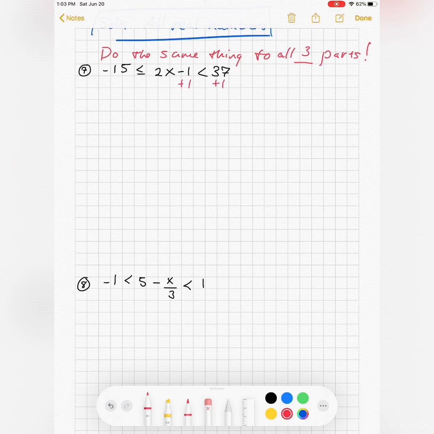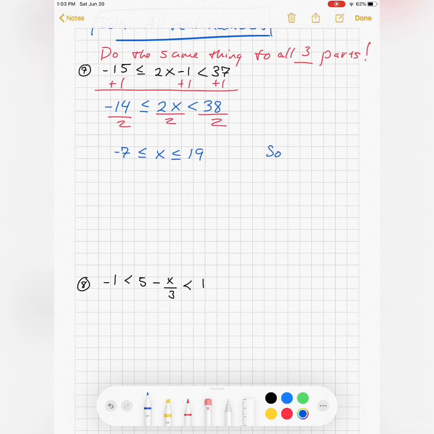So I guess the first thing I would do would be add 1. I have to add that 1 to all 3 parts. So I have negative 14 less than or equal to 2x less than 38. Then I need to divide by 2. I have to divide all 3 parts. Then I can write out my solution.